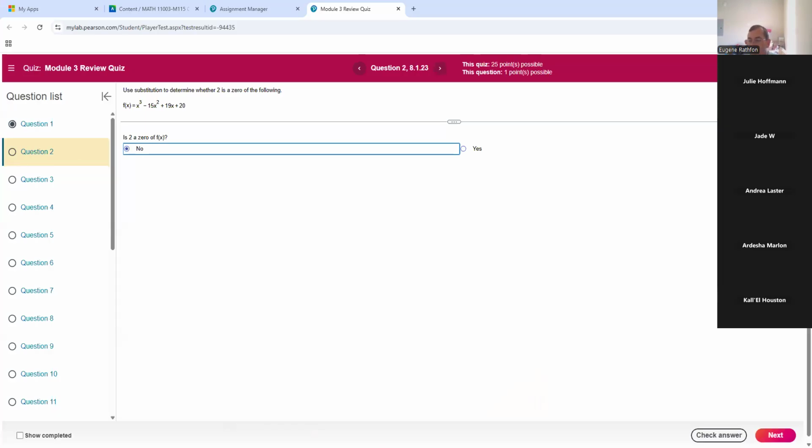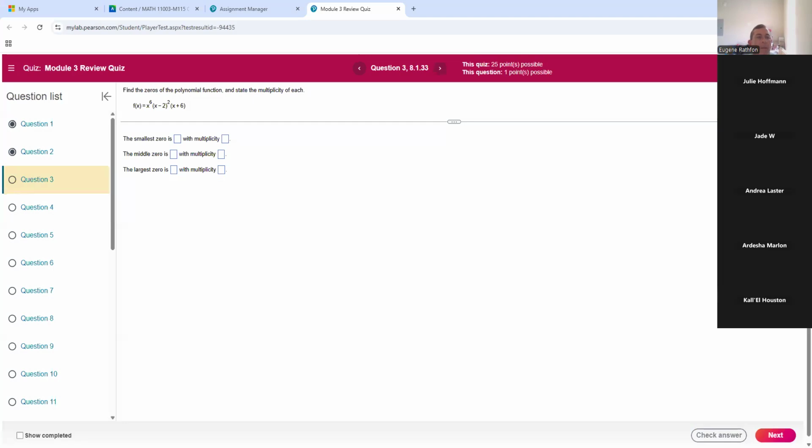All right, y'all, next question. So let me write this one out. I got f of x equals x to the 6 times x minus 2 squared times x plus 6. Now notice how they want to answer: the smallest zero, middle zero, largest zero. And then we're going to tell their multiplicities. So let me work that on my pad real quick.